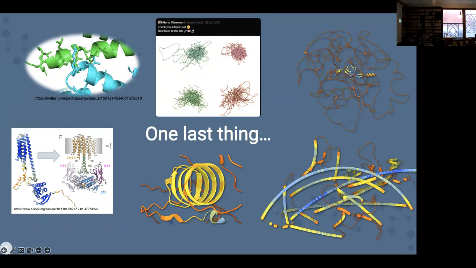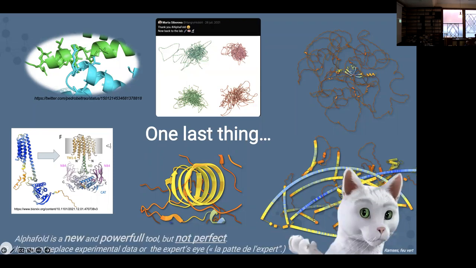And this protein, for example, is very nice. But an expert in the field will say that it's not good because you miss some folding of the helices that actually are transmembrane. They should be transmembrane, and they are not modelized as a transmembrane protein in this model. So AlphaFold is super great, but it cannot replace you. In French, we say la patte de l'expert, or the expert eye. So we still have work to do.